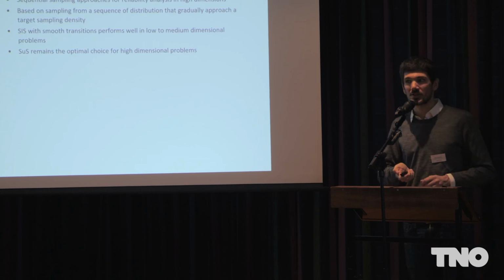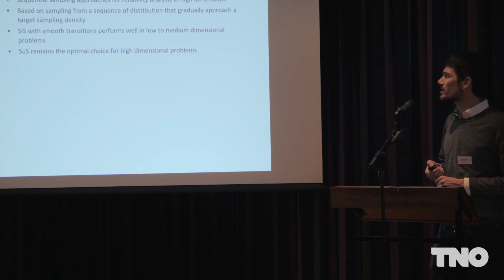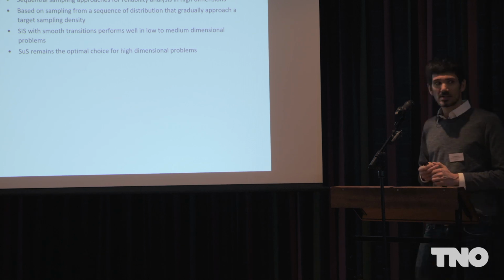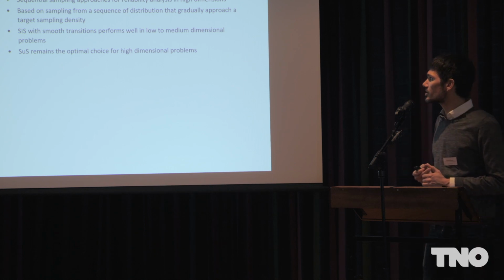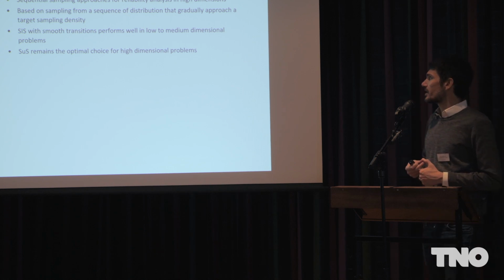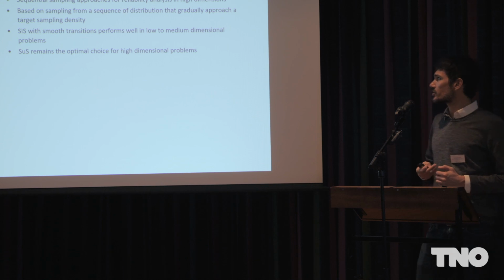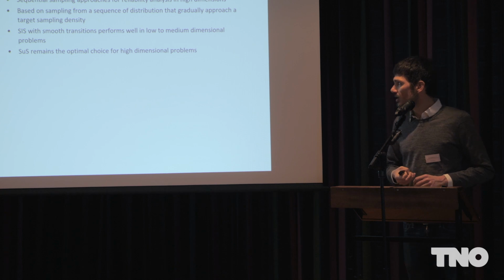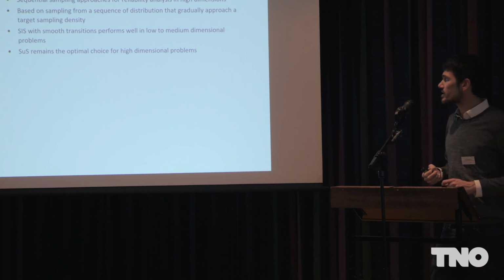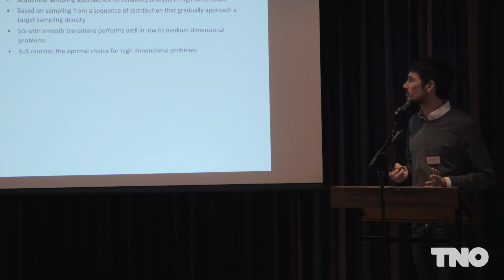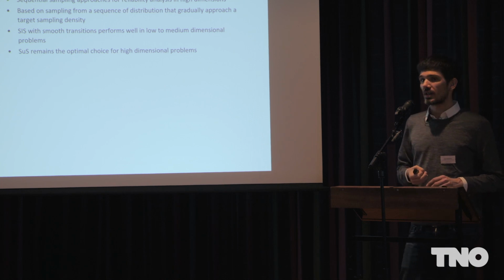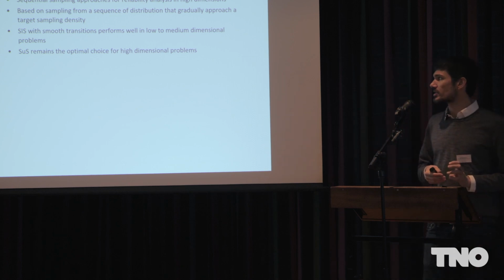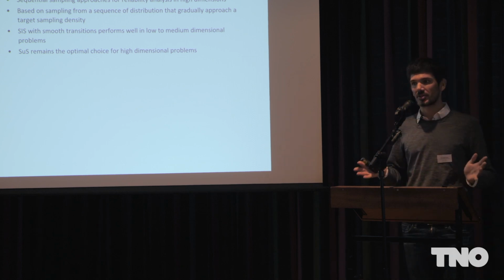Okay, then this brings me to the end of my presentation. I want to summarize. I discussed sequential sampling approaches for reliability analysis, and I focused mostly on high dimensions. These methods are based on sampling from a sequence of distributions that gradually approach a target sampling density. Sequential importance sampling with smooth transition performs well in low to medium dimensional problems. And subset simulation, in my opinion, remains the optimal choice for high dimensions, really high dimensions.